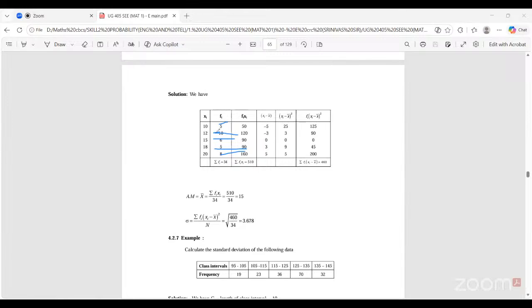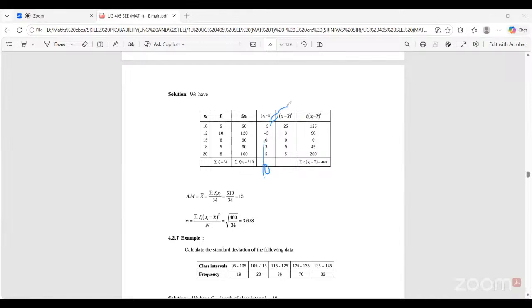So 10 into 5, 50, 12, 120, 90, 18, 5 is a 90, 21, 6, the total is 34, that is 510. Xi minus x bar. Xi minus x bar means total is 510 by 30 to the 15. So xi is 10 minus 15 minus 5. This is not a modulus, so the minus values we are writing here. Minus 5 minus 8 plus 8, the value is 0.